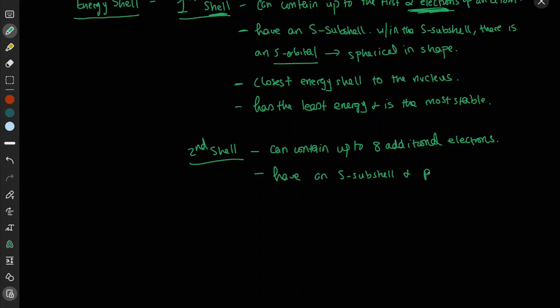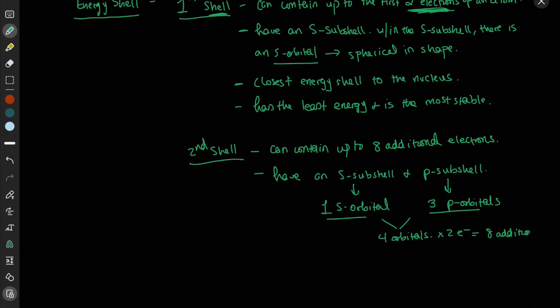This S subshell is going to contain an S orbital, similar to the first shell. So that's one single S orbital. The P subshell is going to contain three P orbitals. So you have one S orbital and three P orbitals, for a total of four orbitals. Because each orbital can contain up to two electrons, you can have up to eight additional electrons found within the second shell. So that's the second shell.